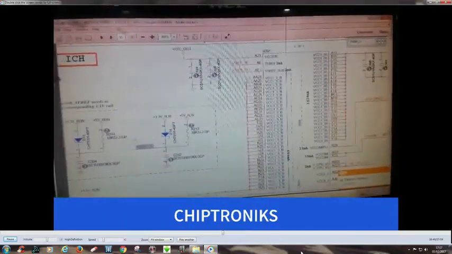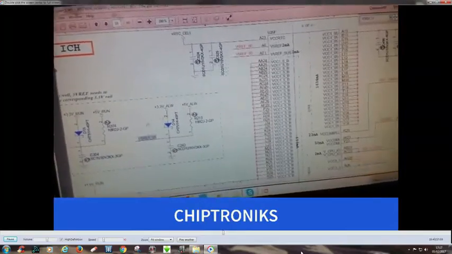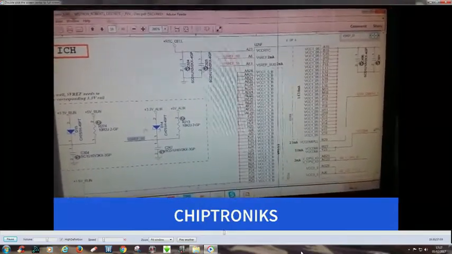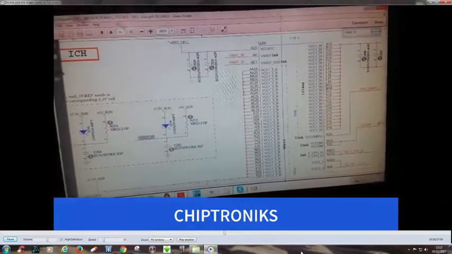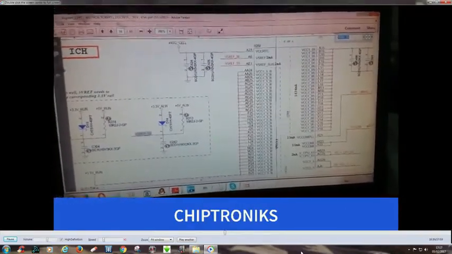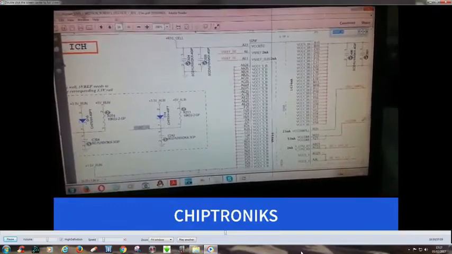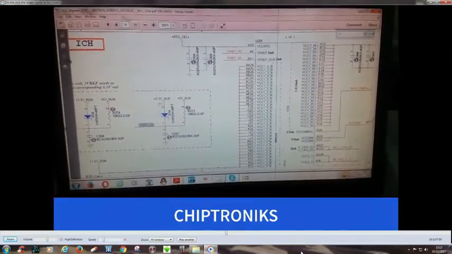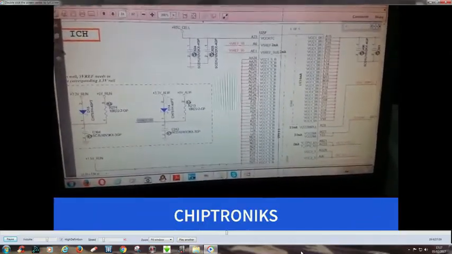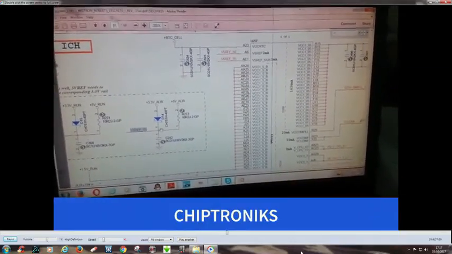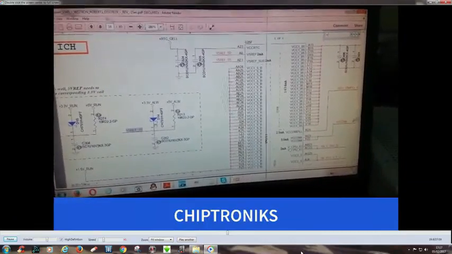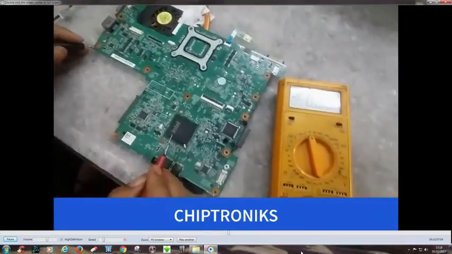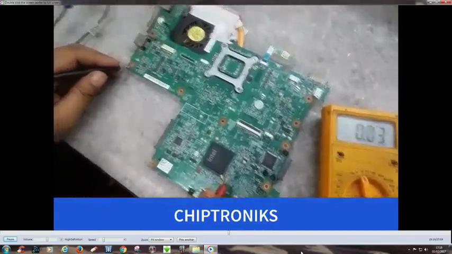So if this voltage is not coming over here, then we should find the location of 3.3 volt ALW, from where this is generated. So let's check plus 3. We can also check the voltage at this diode, that is D14. So let's check the voltage at this diode, in other words, the voltage at this diode D14.